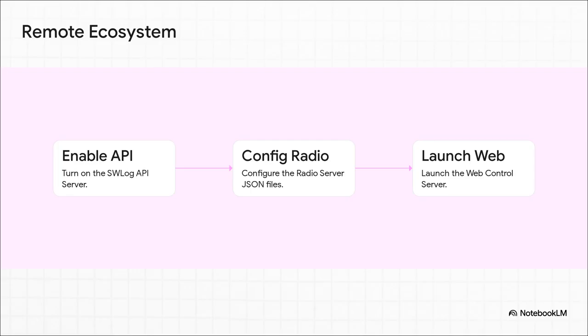This remote web architecture is actually built on 3 super manageable stack software layers. Step 1, you simply enable the SWLog API server, so your main database can talk to the network. Step 2, you configure the radio control server, just using some really simple JSON files, and that handles the physical radio commands. And step 3, you launch the web control server, which serves up the actual user interface via WebAssembly. You literally just stack those 3 together, and suddenly your Shack is instantly accessible from pretty much anywhere.